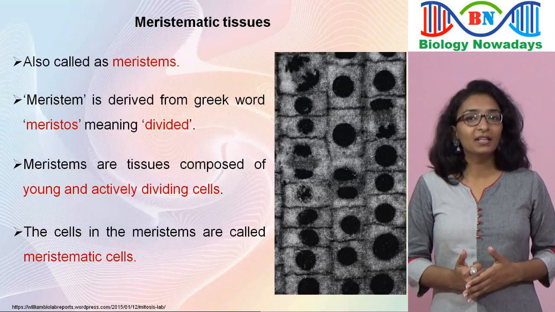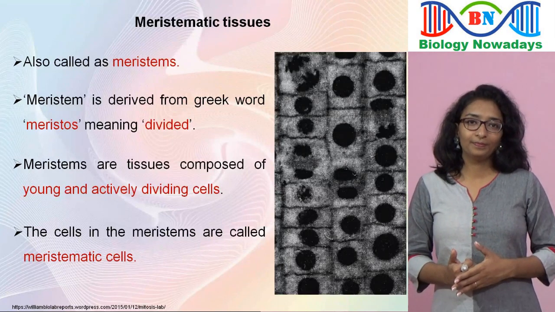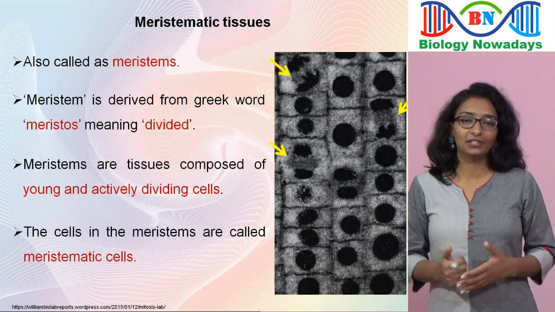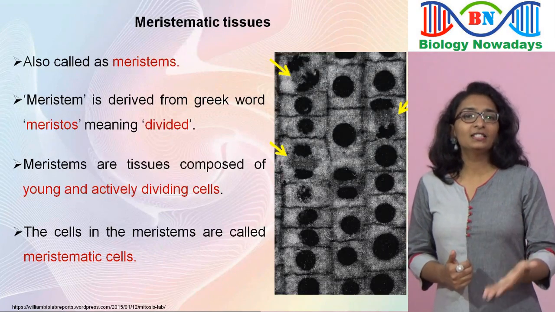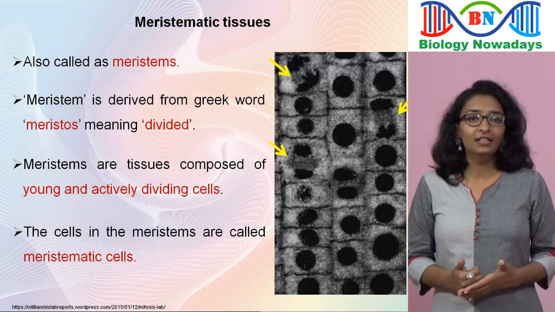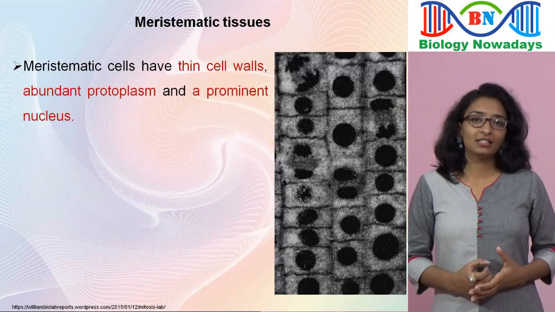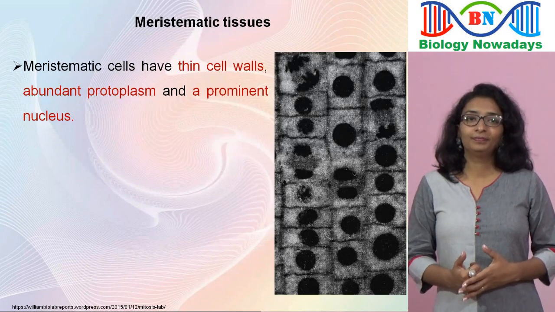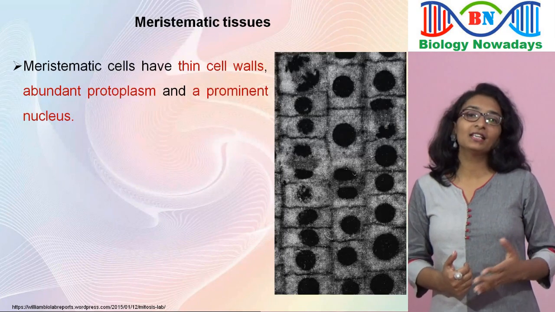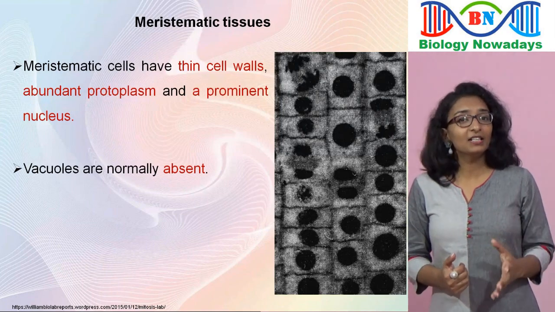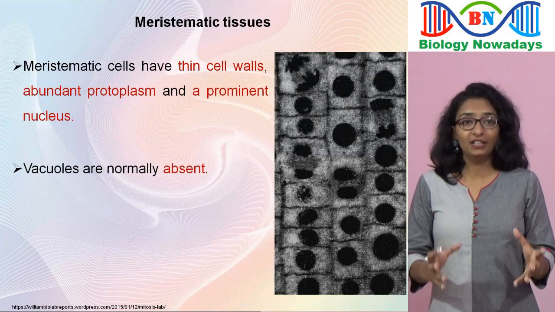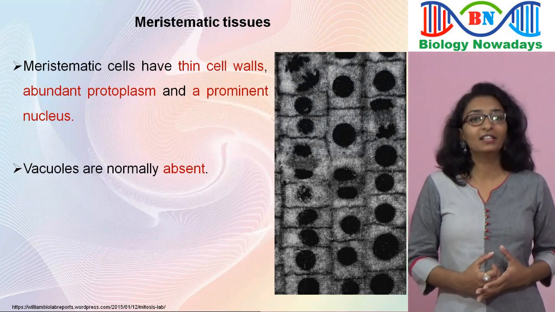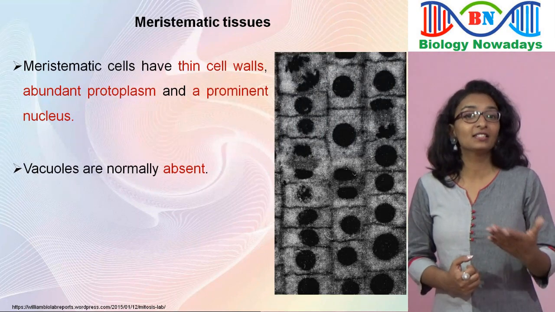This is a picture of the meristematic tissue found in roots. Here you can also see some cells undergoing cell division. Since meristematic cells divide frequently, they have thin cell walls, abundant protoplasm, and a prominent nucleus. In meristems, vacuoles are absent. This is because large vacuoles will pose difficulty in cell division, and moreover, the main function of vacuoles is to store nutrients, excess salts, etc.